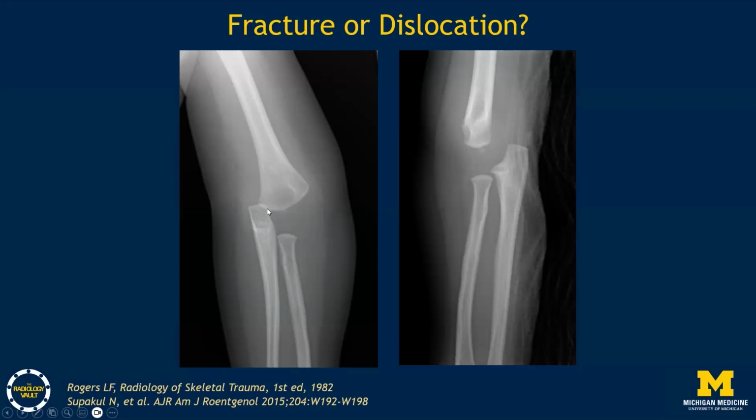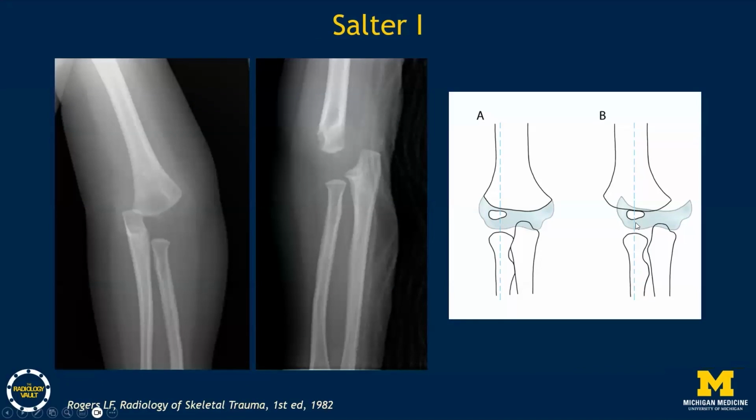So this tells us that there's actually a fracture between the distal humeral metaphysis and the capitellum, rather than a dislocation between the capitellum and the radius. Diagrammatically, we see it here on part B. There's a Salter 1 fracture between the distal humeral metaphysis and the distal humeral epiphysis, and thus malalignment of the capitellum with the rest of the humerus.